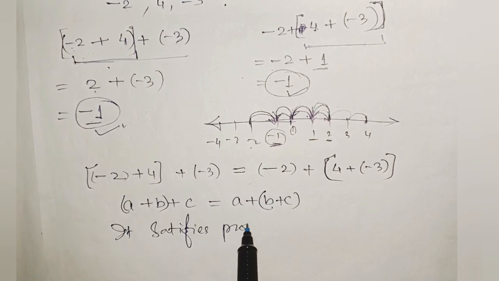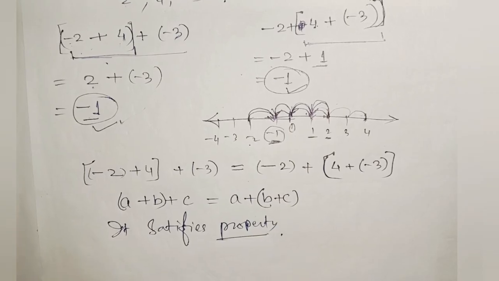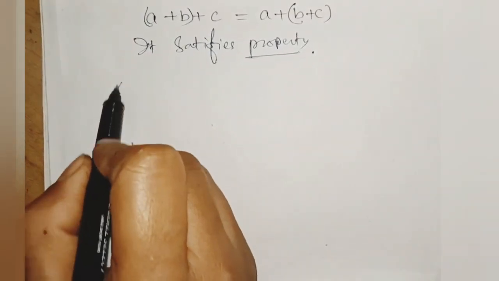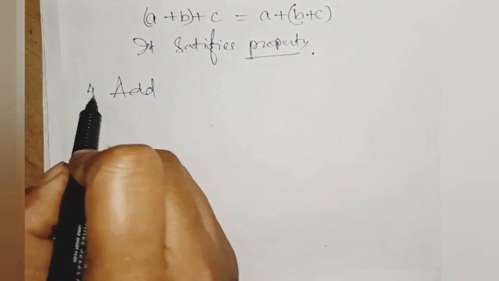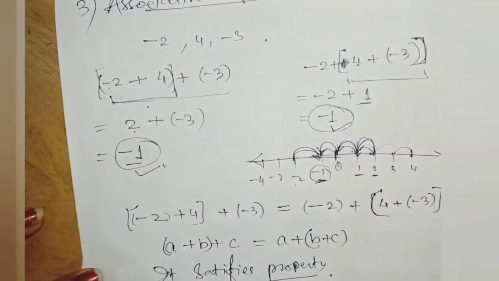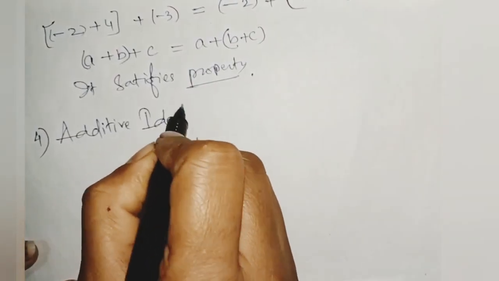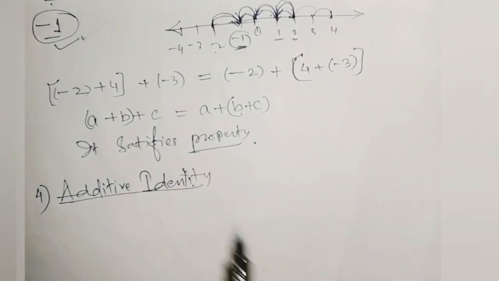ठीक है. Next comes the additive identity. What is additive? This was the fourth property, right. This one was the third, associative one. Okay. Additive identity. ठीक है. What is additive identity?